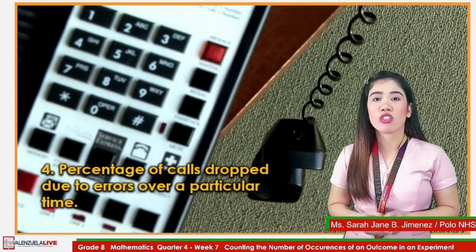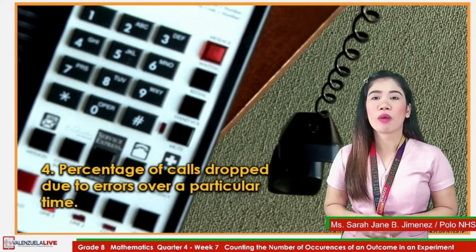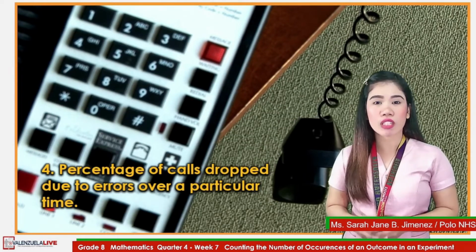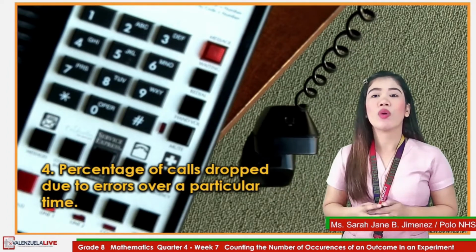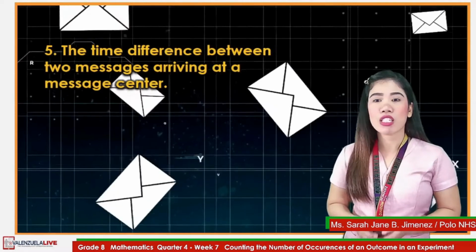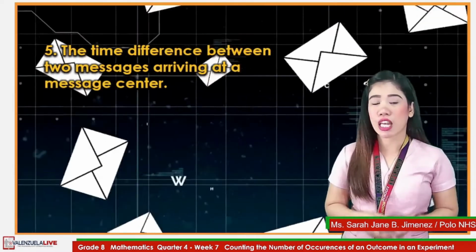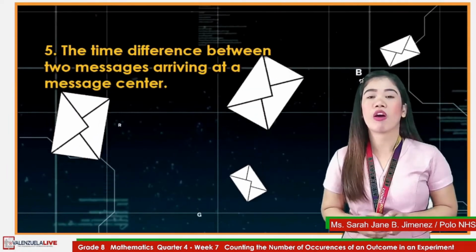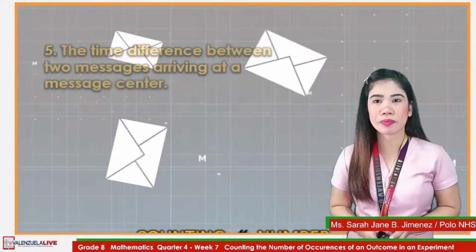Percentage of cost dropped due to errors over a particular time. The experiment can yield several different outcomes in the region 0 to 100%. The time difference between two messages arriving at a message center. This experiment can yield any number of possible outcomes.